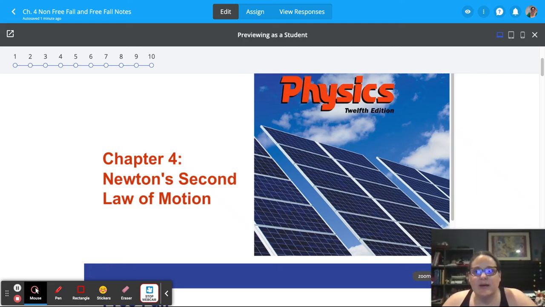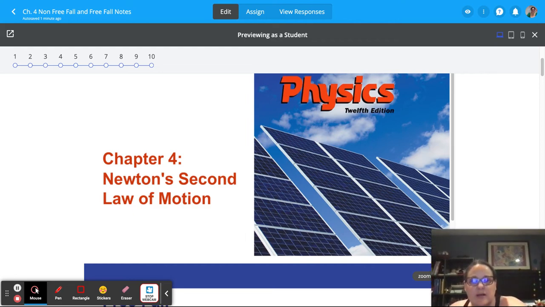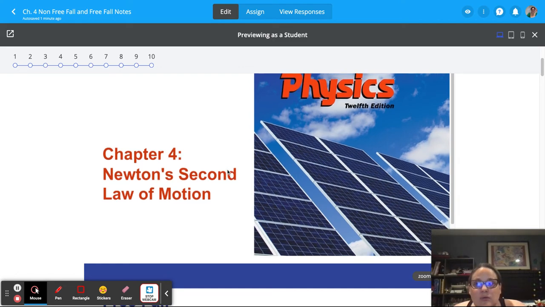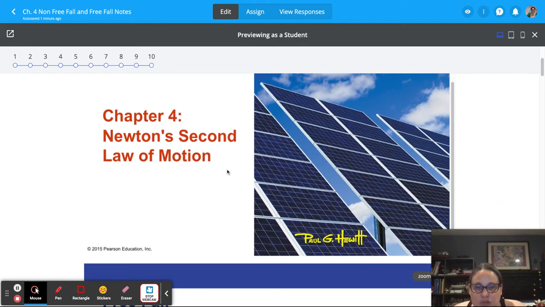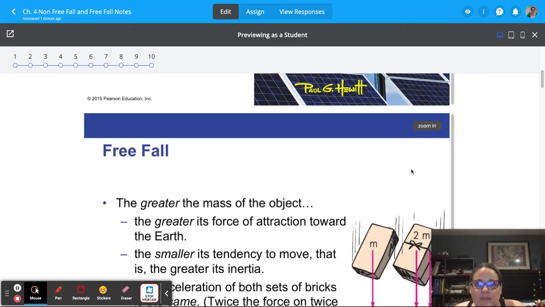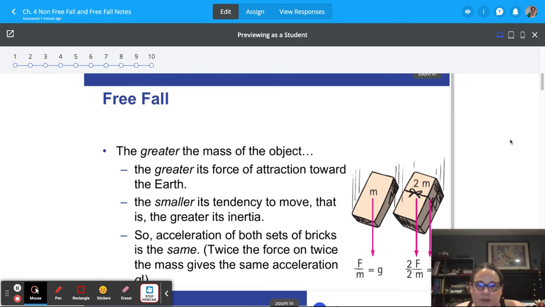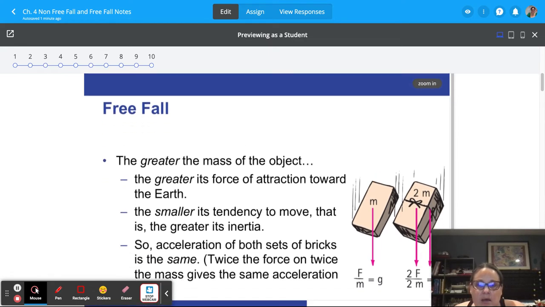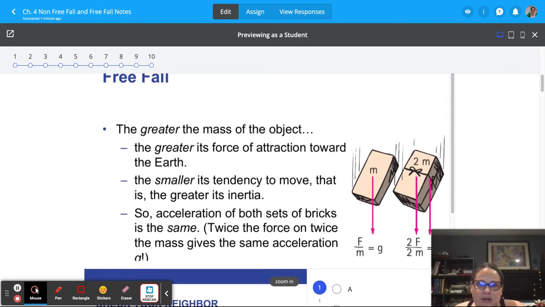Hello. This lecture will be on free fall and non-free fall for chapter 4. This corresponds with the two handouts for your notebook, number 31 and 32. So Newton's second law of motion: force equals mass times acceleration. Free fall. We talked about free fall in the previous chapter as well. Basically, free fall is falling under the acceleration of gravity with no air resistance, so no friction.